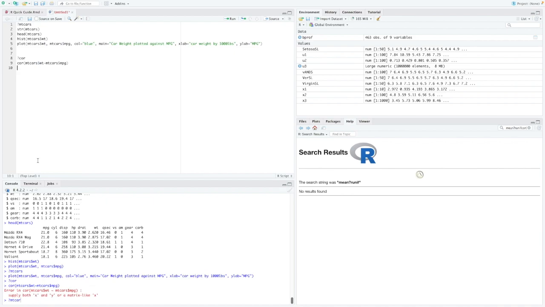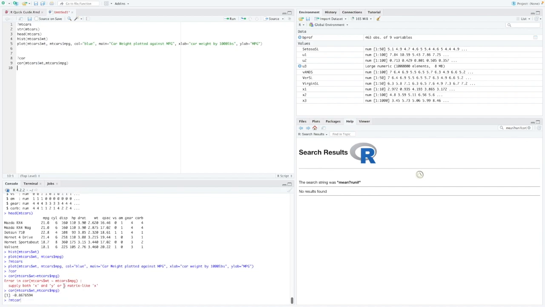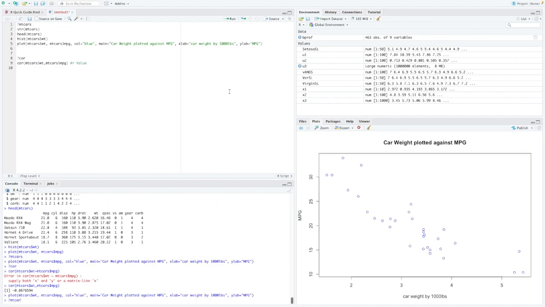By both x and y. Oh, I didn't need to do a tilde, I needed to do a comma. All right, so this gives me my correlation. This gives you your R value, right? That gives me my R value. My R value tells me I have strong negative correlation.